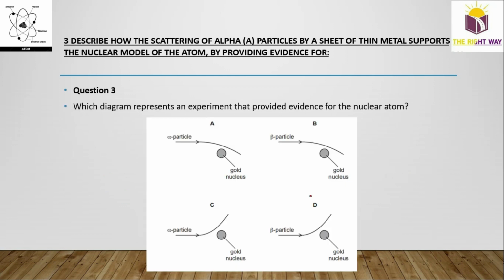Okay, which diagram represents an experiment that provided evidence for the nuclear atom? So we have used alpha particles. So this and this one are the wrong options because we haven't discussed beta particles. When the alpha particle goes toward the gold nucleus, it bends away from it because the gold nucleus is positively charged and the alpha particle is also positively charged. So C is the right option because they are deflected away from it, not toward it, because like charges repel each other.